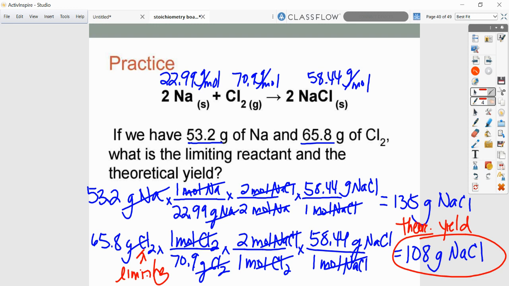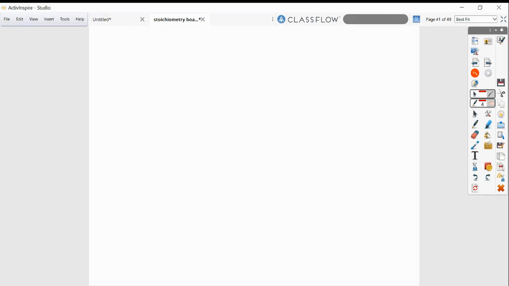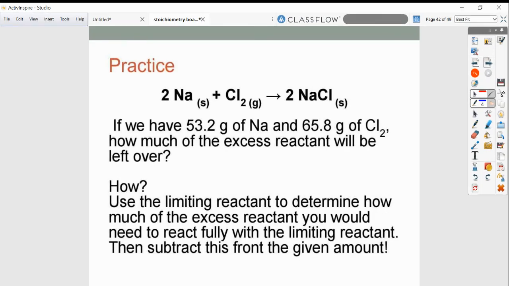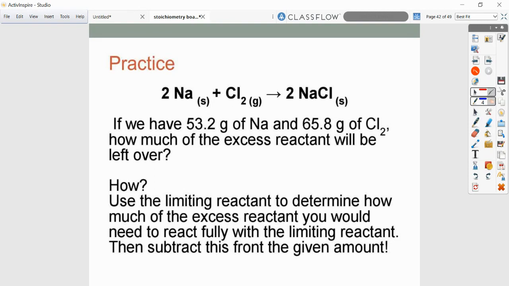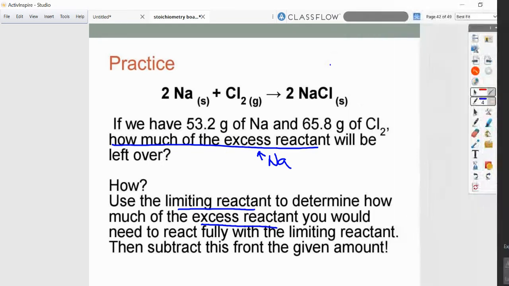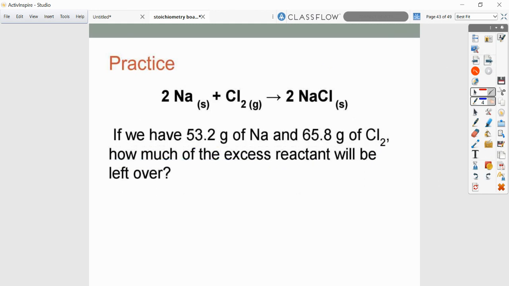Okay, so given this, how would we calculate the excess reactant or excess reagent? So how much of the excess reactant will be left over? So in this case, what's being left over and the excess is going to be sodium. So we're wondering how much sodium is going to be left over. So in order to do this, we can use the limiting reactant to determine how much of the excess reactant you would need to actually completely react, and then subtract from whatever is given. So let's just go ahead and relate chlorine and sodium together.